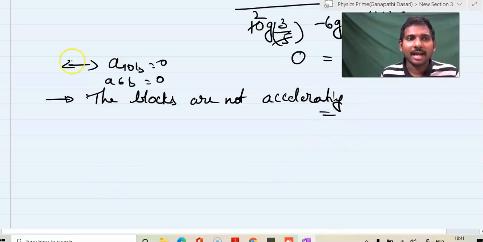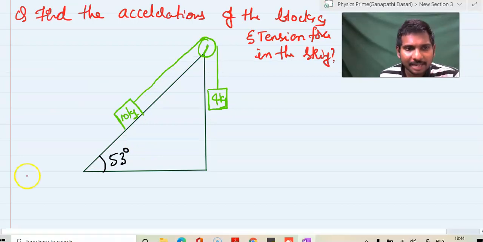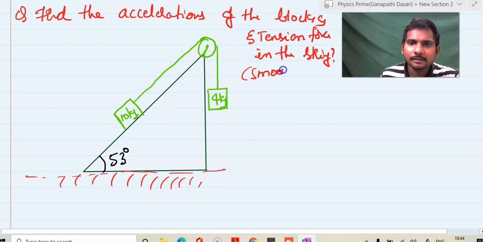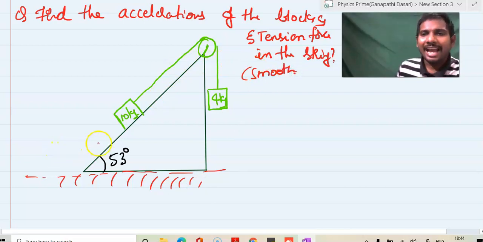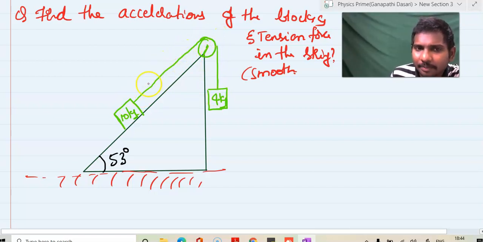So if we solve another problem, let us solve this next question. Here an inclined plane is given which is smooth, which is fixed also. We need to find out the acceleration of the blocks and also the tension force in the string. Here it is a connected, continuous string without any mass in between, so the tension will remain the same throughout this continuous string.